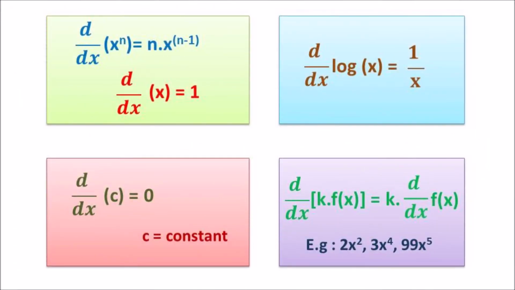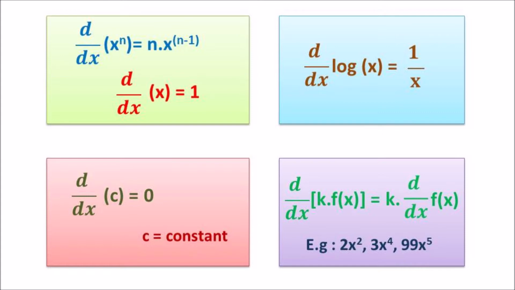So here is our first point, derivative of x raised to n, which is equal to n x raised to n minus 1. From that we can obtain derivative of x, that is 1. And we can find out derivative of any power of x like x square, x raised to 4, x raised to 100. Even we can find out negative powers like x raised to minus 4, x raised to minus 99, etc. The next point is derivative of log x, that is simply equal to 1 by x.